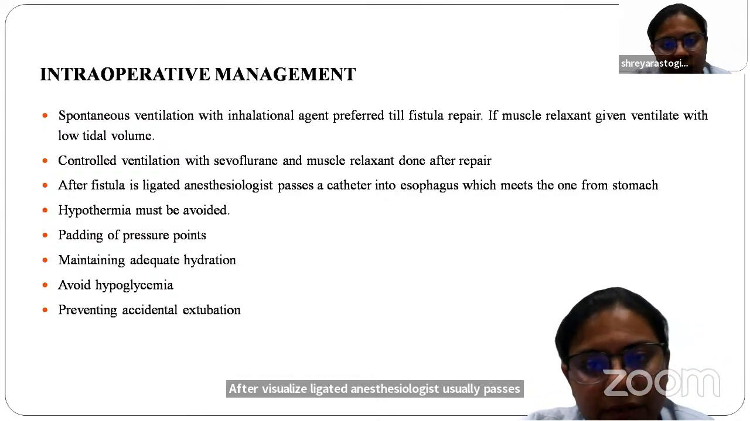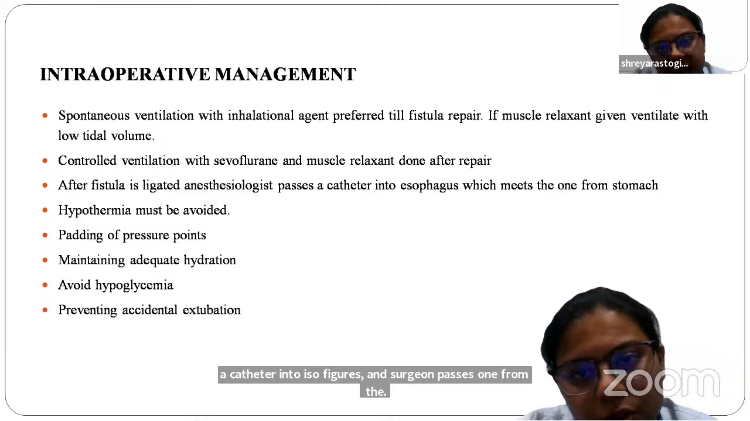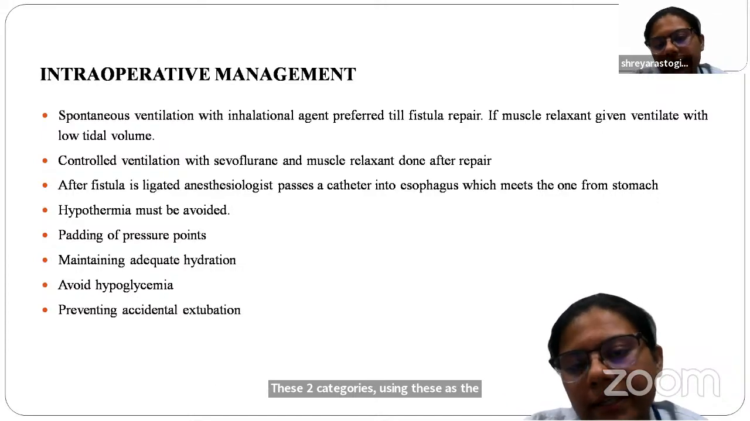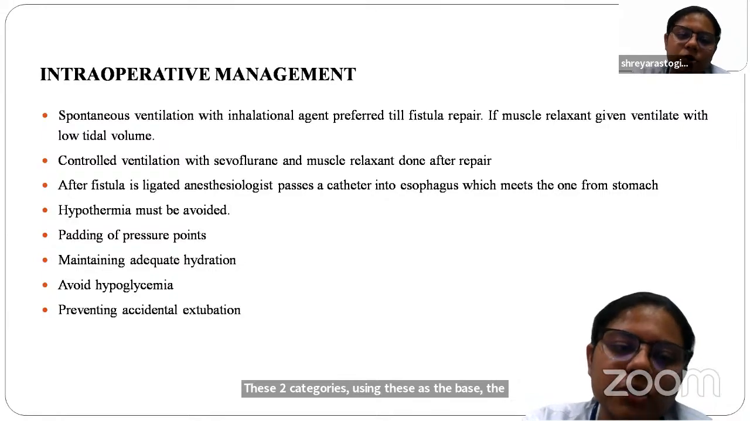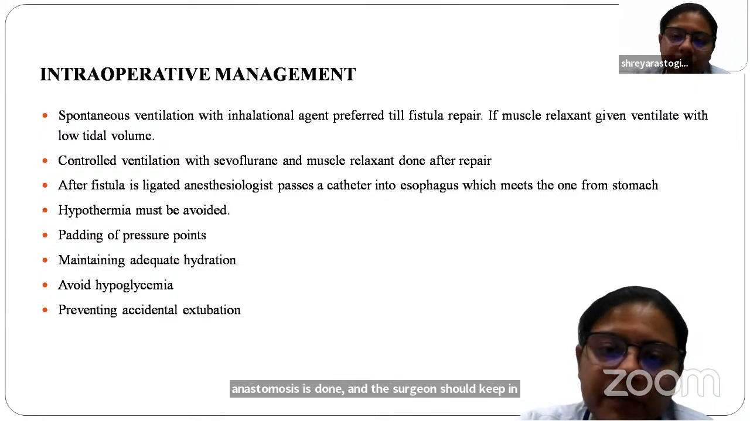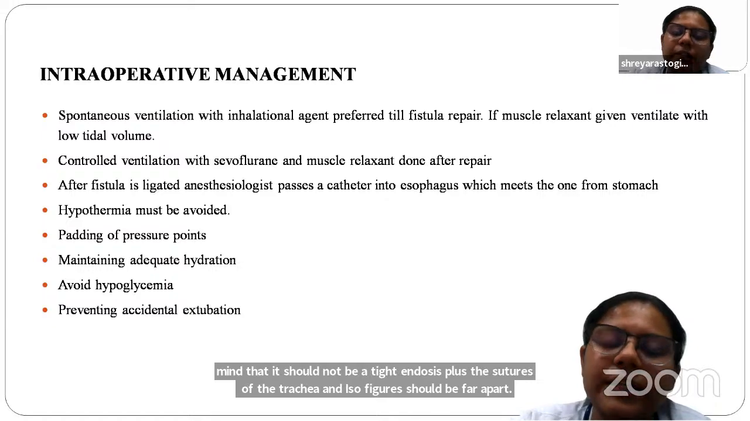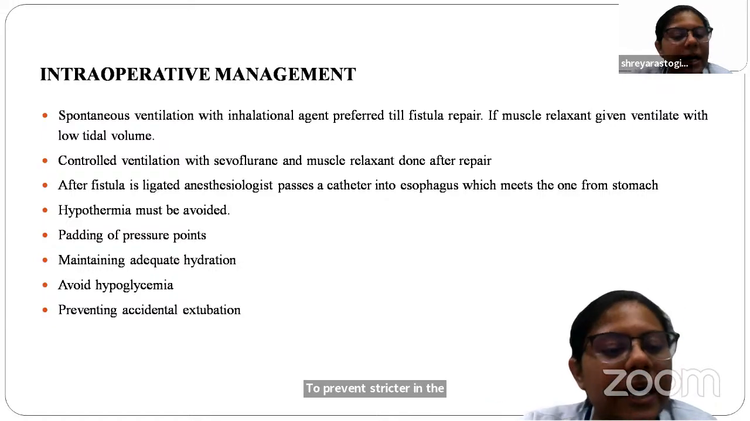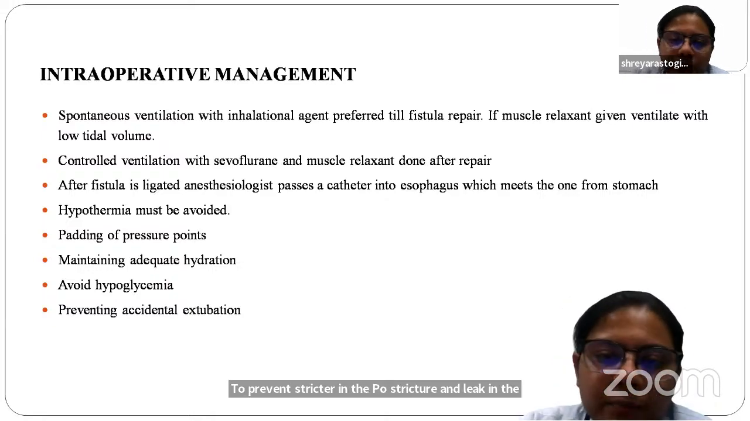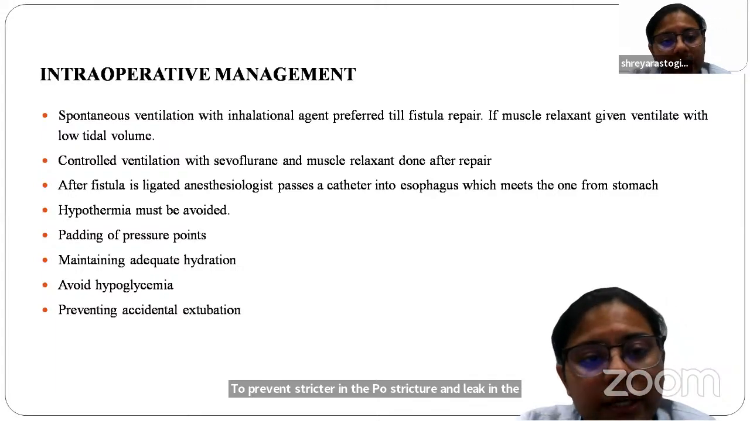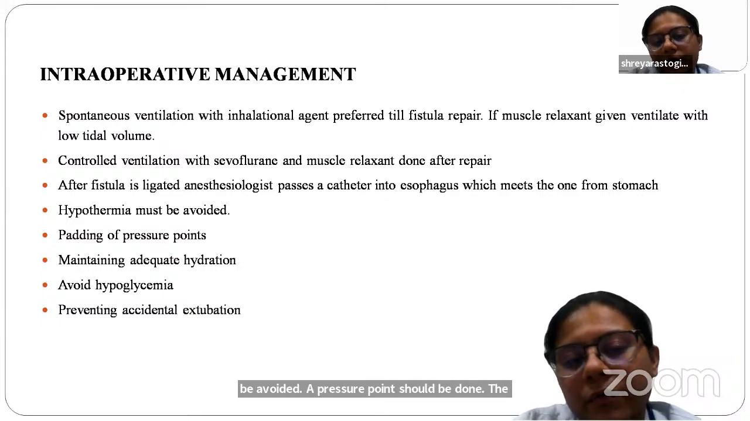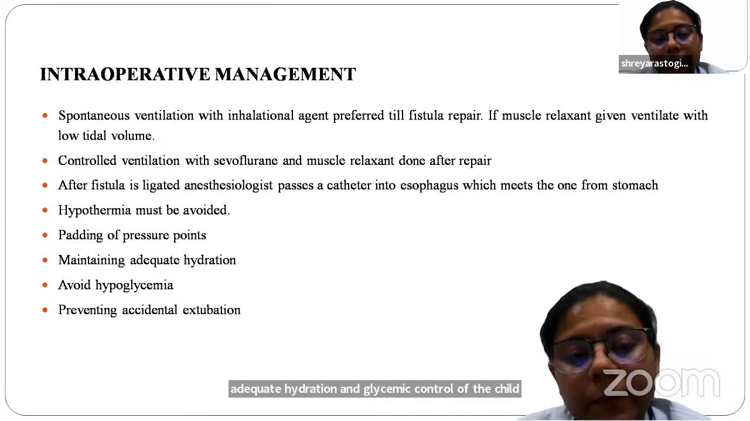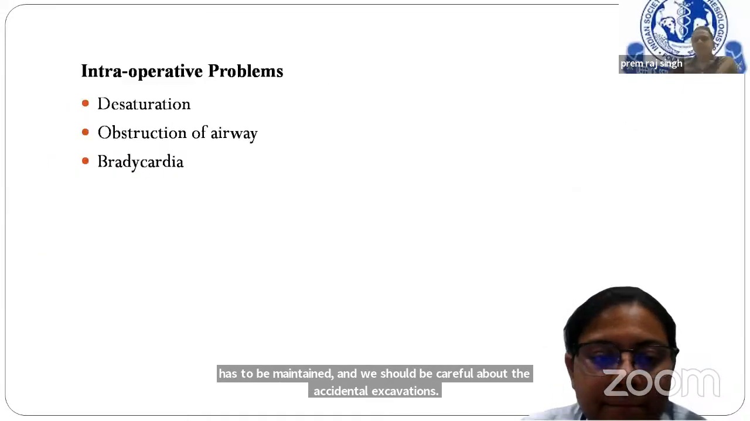Using these two catheters as the base, the anastomosis is done, and the surgeon should keep in mind that it should not be a tight anastomosis, plus the sutures of the trachea and esophagus should be far apart to prevent further stricture and leak in the perioperative period. Hypothermia has to be avoided. Padding of pressure points should be done. Adequate hydration and glycemic control of the child has to be maintained, and we should be careful about accidental extubations.